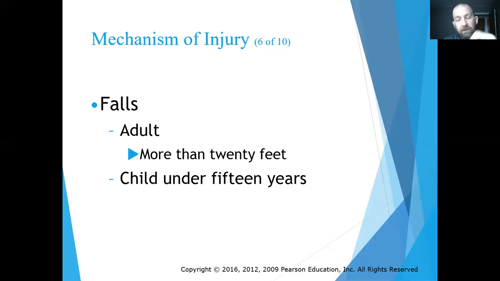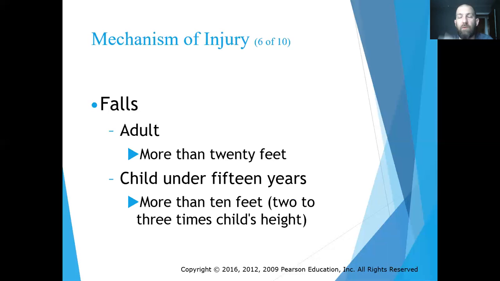Children, and we're going to say they're under 15, more than 2 times their height. Okay, 2 to 3 times their height, excuse me, or more than 10 feet. That's a long ways for little kiddos. I mean, if my kiddo's about 3.5 feet tall, and she fell 10 feet, that's about 3 times her height. That's a long ways.